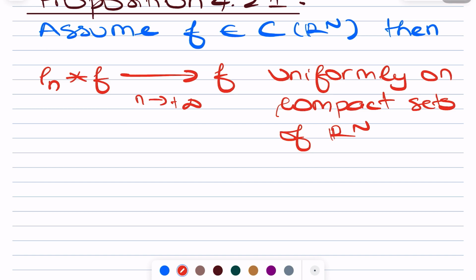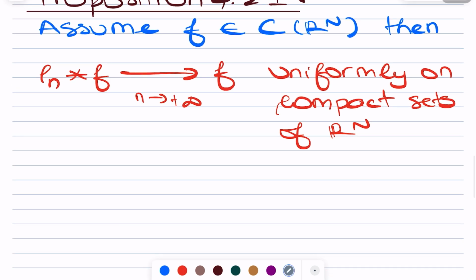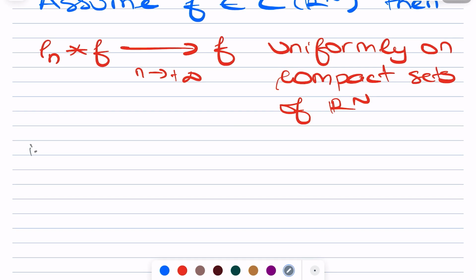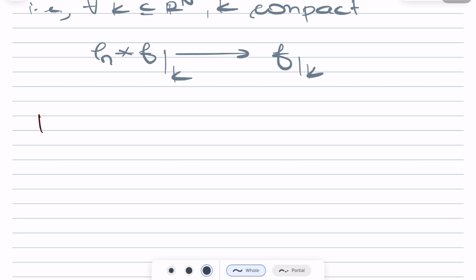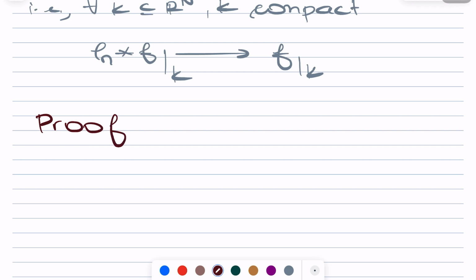Just for your recall, if you don't know what uniform convergence on compact sets is, this means that for every k contained in R^n, k compact, the convolution product of these two functions, restricted to k, converges to f restricted to k. Okay, so let's go into the proof. Well, let k be a fixed compact set.